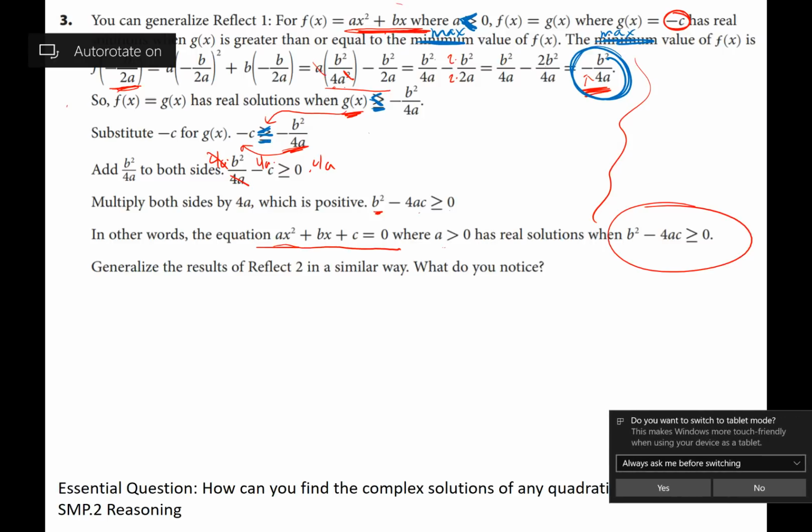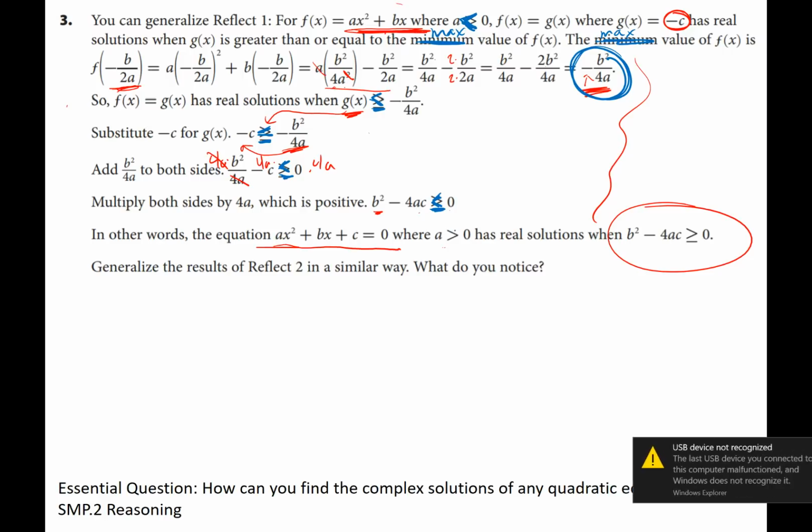We're still going to see a negative c. We're going to flip this guy around. We're still going to add the b squared over. We're still going to multiply through by 4a. This is flipped the other direction, so we're still going to get the b squared minus 4ac. So in other words, this equation where a is less than 0 has real solutions when this is less than or equal to 0.